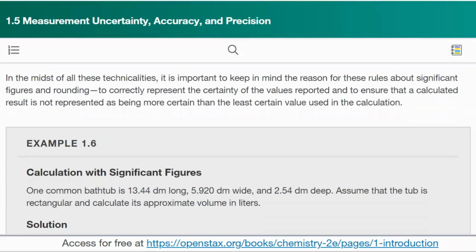And what do they say? In the midst of all these technicalities, it is important to keep in mind the reason for these rules about significant figures and rounding: to correctly represent the certainty of the values reported, and to ensure that a calculated result is not represented as being more certain than the least certain value used in the calculation.